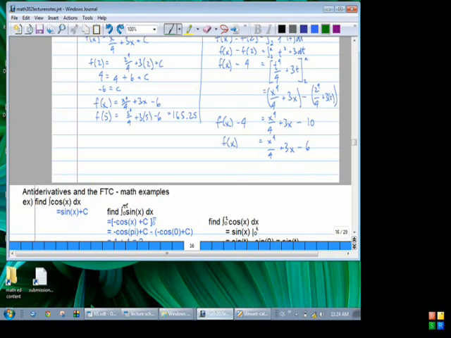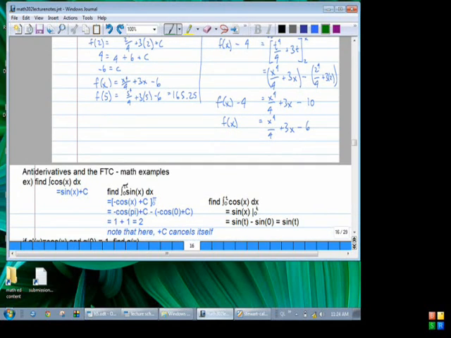Now what happens to the plus c? Plus c cancels out. In fact, whenever you do an integral where you're given these boundaries of integration, the plus c always cancels. So nobody ever writes plus c here, because it always cancels.